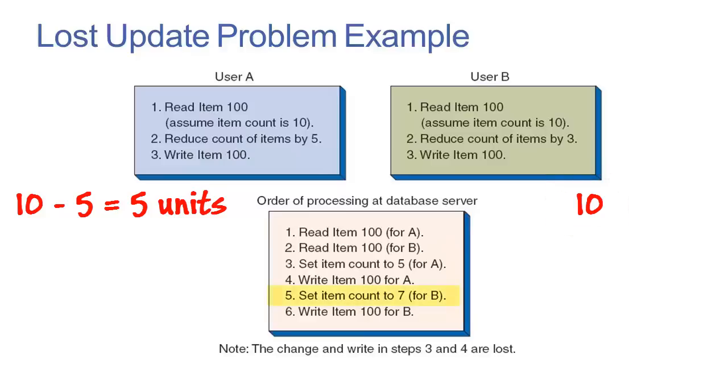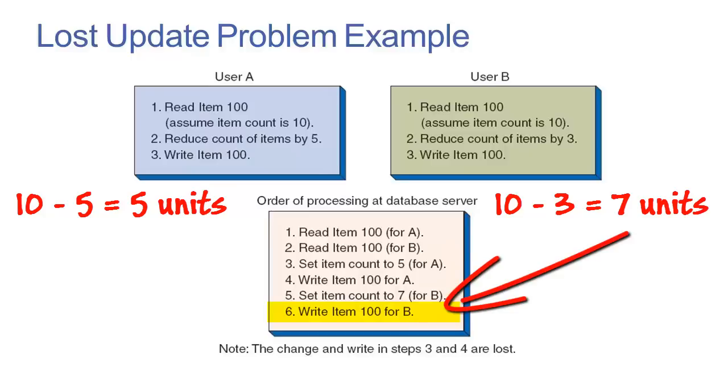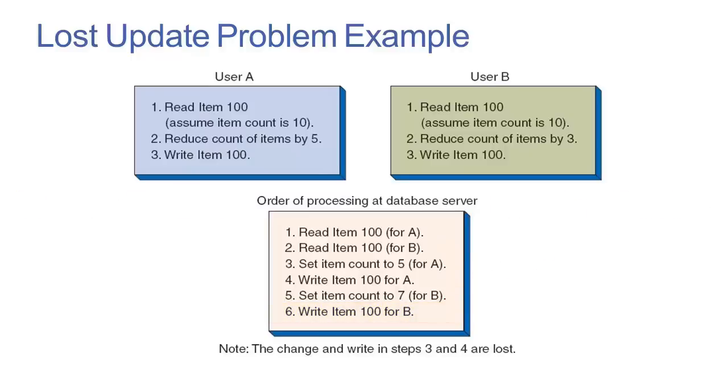User B then attempts to reduce the number of units in inventory by 3, the result of which would be 7. 10 minus 3 is 7. And then that value is written to the database. So by the time we have completed step 6, the number of units of item 100 that our database shows we have in inventory is 7, when in fact it should be 2.